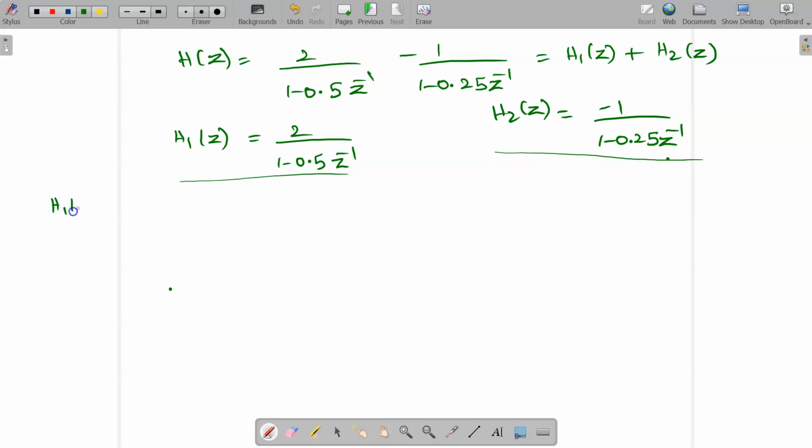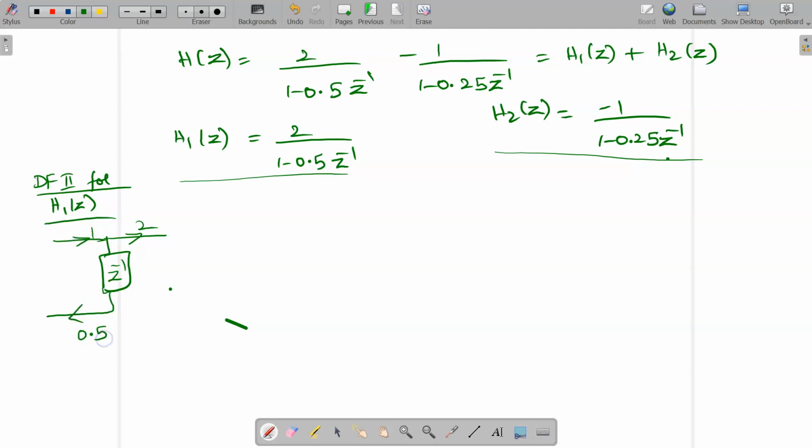For h1 of z, how will you draw the direct form 2 structure? When you compare both the terms, the common term is z inverse. Only one term is available, z inverse, so put 1 z inverse. Numerator is 2, that you draw on the right side, denominator on the left side. Denominator always 1 in the forward direction, other terms in the reversal direction, and change your sign. So reversal direction means 0.5, put the adder. This is x1 of z and this is y1 of z.